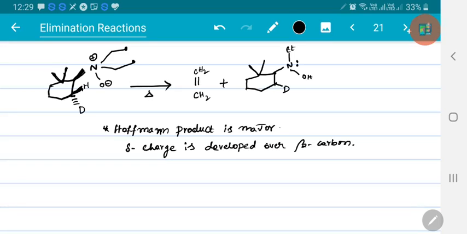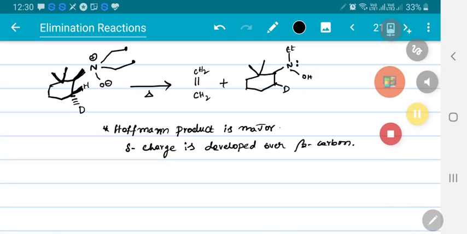So this is about E1, E2, E1cB and so on. So let me stop today's discussion. This is about elimination reactions. We will continue with some problems and some examples in the next lecture.